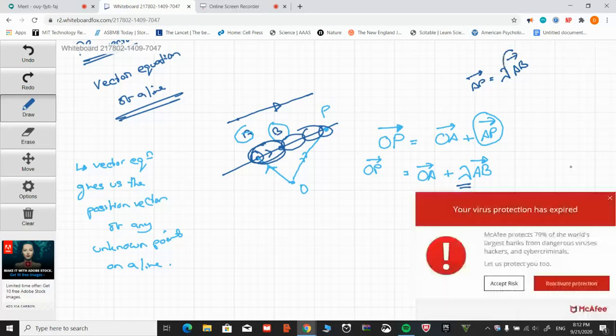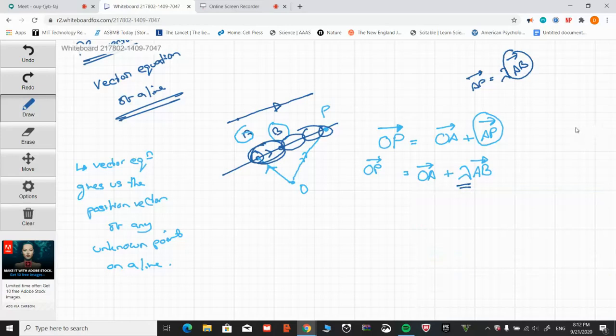Now look, we can figure out the vector AB, okay? Because OA and OB are known to us. So we can figure out the vector AB. So ultimately, this is what our equation looks like. OP, the position vector of P, is basically OA, the position vector of A, plus some multiple lambda of AB.